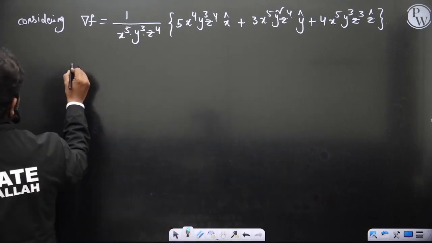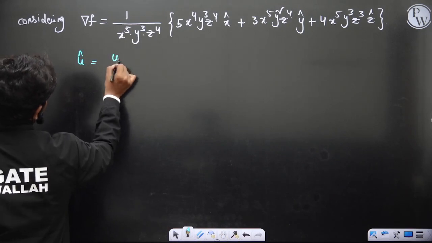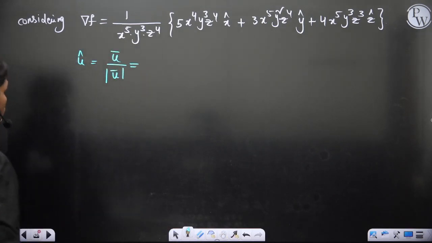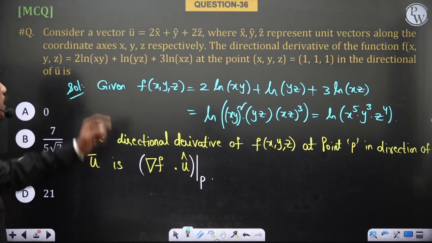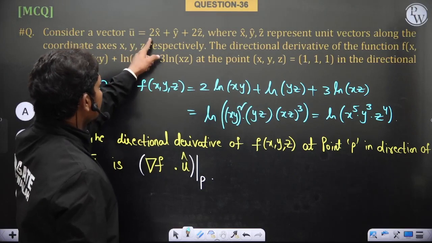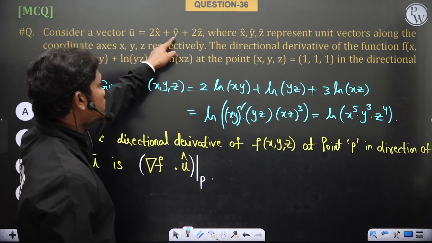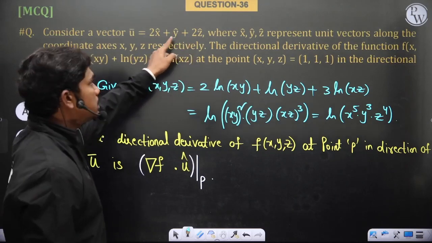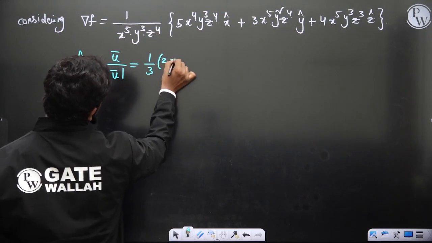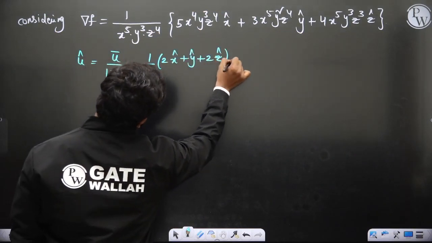Then u cap, so what is u cap? Of course, u cap is equal to u divided by the magnitude of that particular vector. Here u is 2x plus y plus 2z, a constant vector. The magnitude is the square root of 2 squared plus 1 plus 2 squared, which is 9. The square root of 9 is 3. So u cap is 1 by 3 times 2 x cap plus y cap plus 2 z cap.